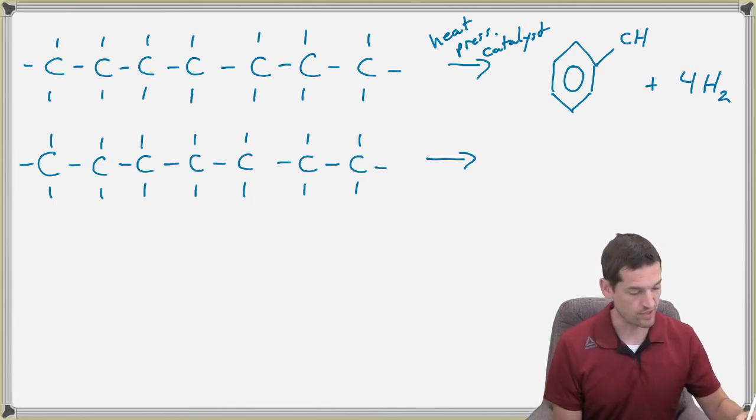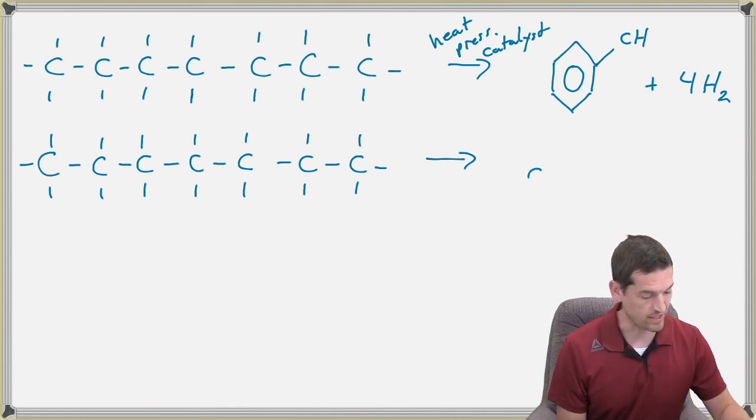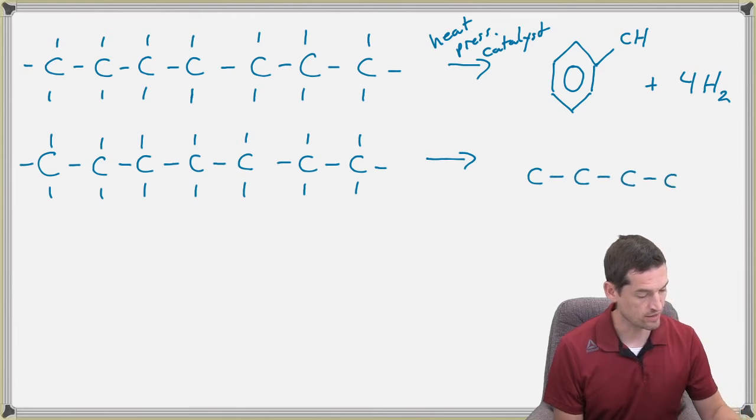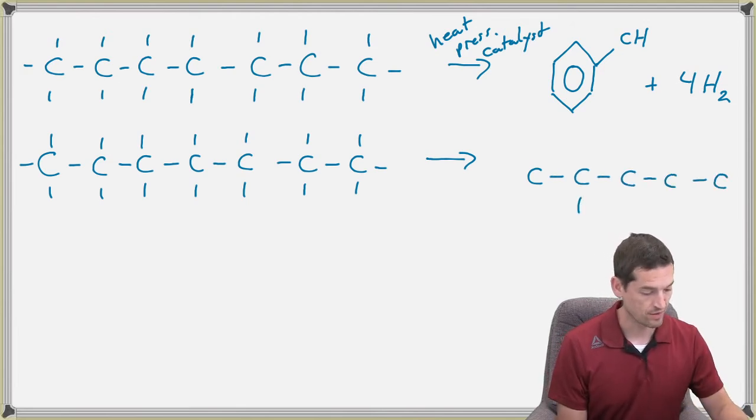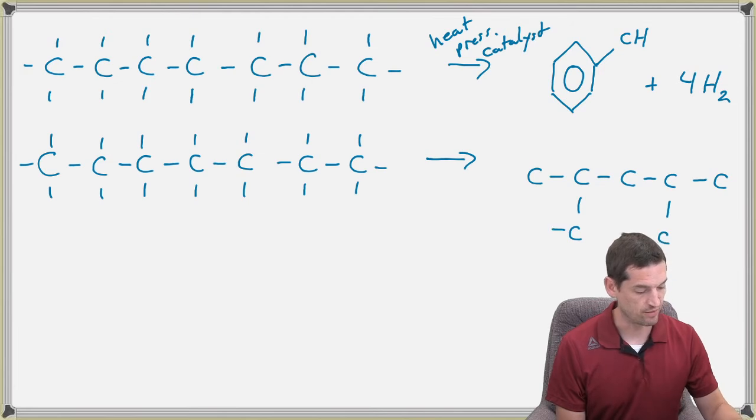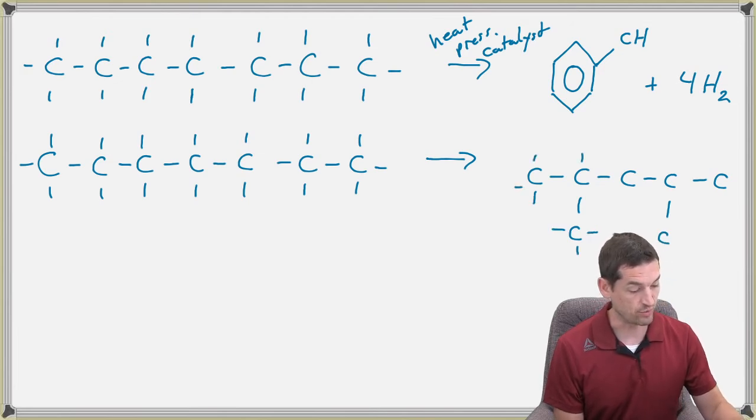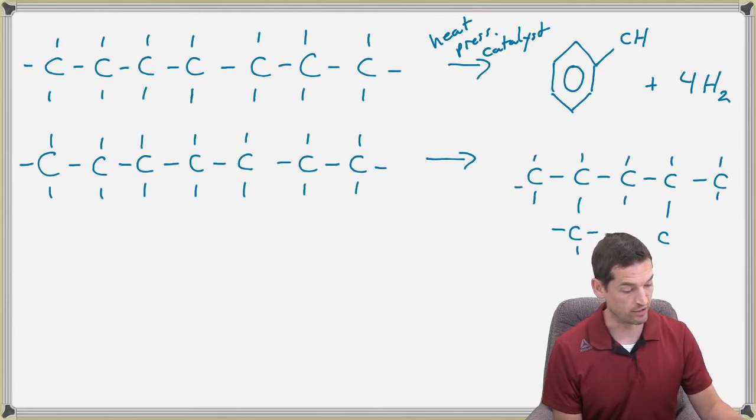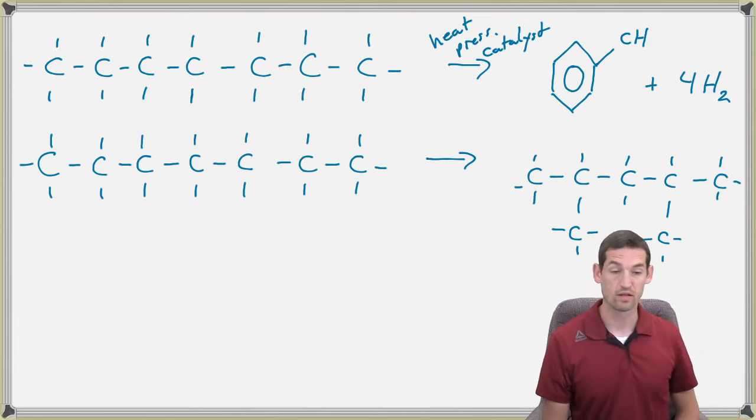So in this case, we could turn that straight heptane into a pentane, maybe that had a couple of methyl branches on it. That would burn a little bit better, a little bit more efficiently. Okay.